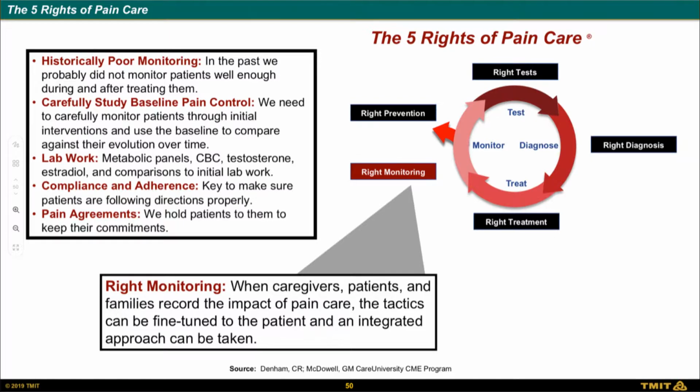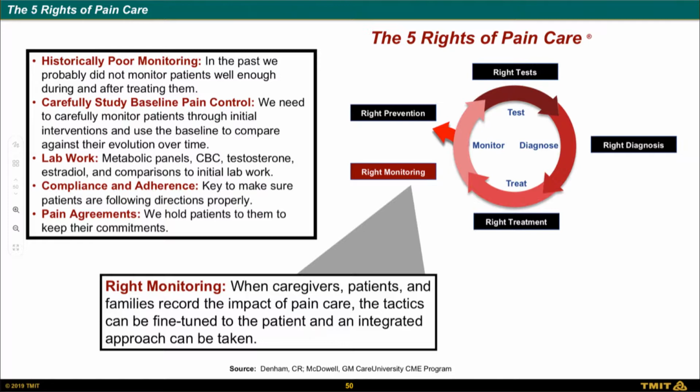We move to the next slide. We talk about the right monitoring. When caregivers, patients, and families record the impact of pain care, the tactics can be fine-tuned to the patient and an integrated approach can be taken. We now know that in the past, we perhaps have not monitored patients as well as necessary. What is crucial now is to obtain a baseline urine drug screen on patients.